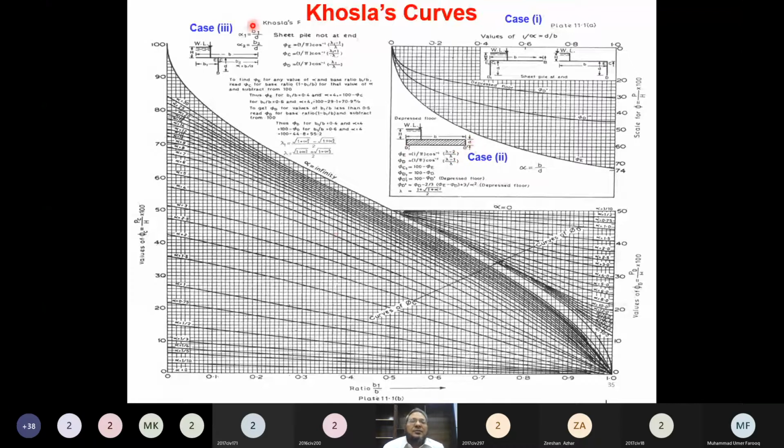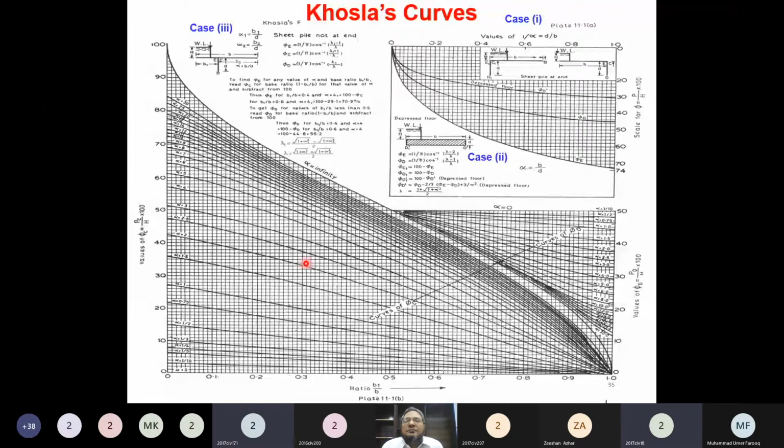And if we are considering some intermediate sheet pile, then we can use these graphs on the basis of the ratio B1 over B, where B1 is the length of the concrete floor up to the intermediate sheet pile, whereas B is the total length of the impervious concrete floor. So by only computing D over B and B1 over B, we can solve the issue of computing the uplift pressures very quickly. Is it okay?